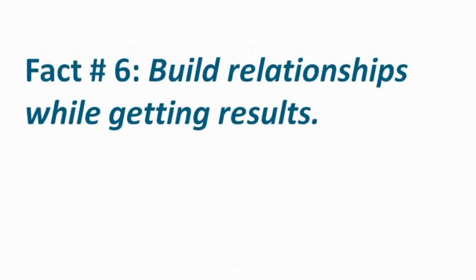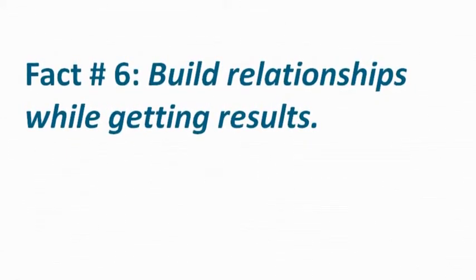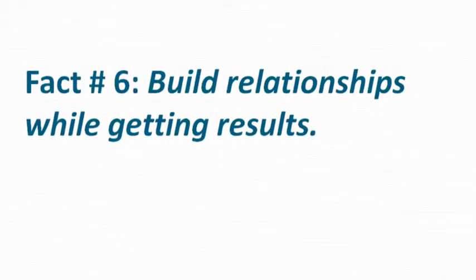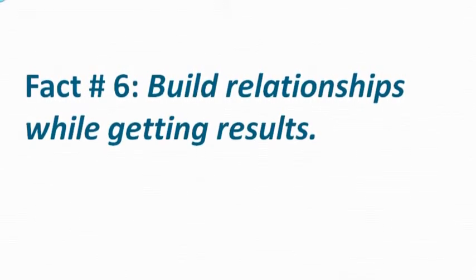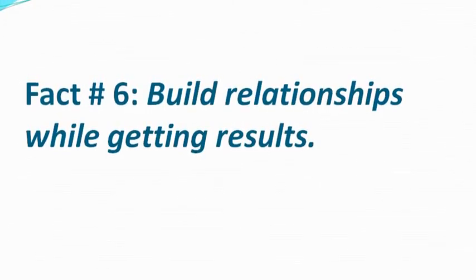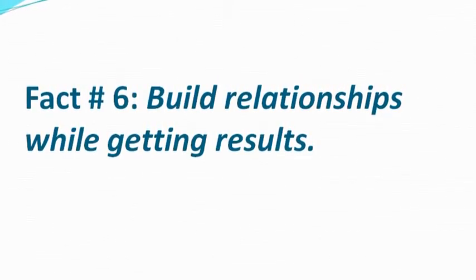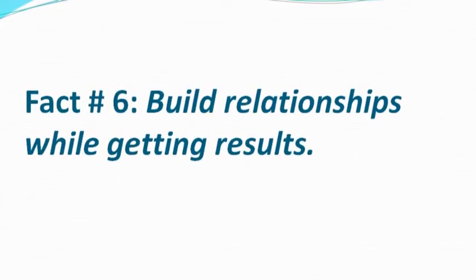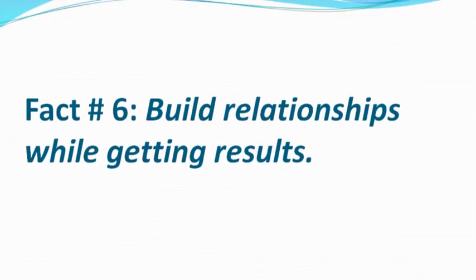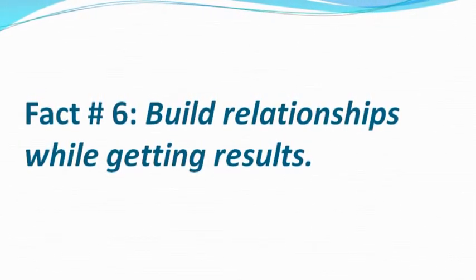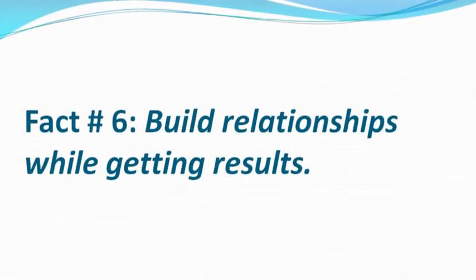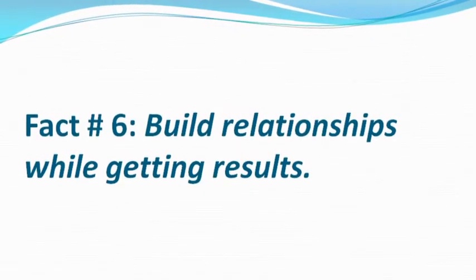Fact number 6. Build relationships while getting results. Some people push so hard for results when influencing others that they come across as obnoxious, pushy, and dictatorial, damaging relationships with their forcefulness. Others tiptoe so softly when influencing others that they avoid productive conflict and tough issues. In their effort to preserve relationships, they sacrifice results. Effective influencers strengthen relationships at the same time that they get results.